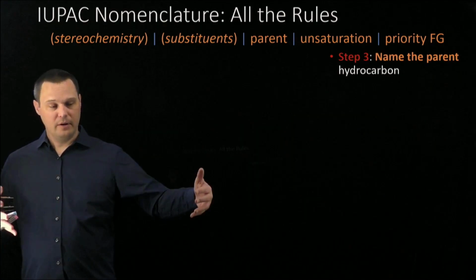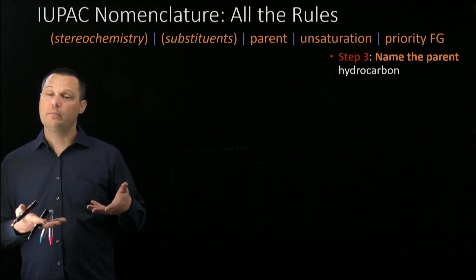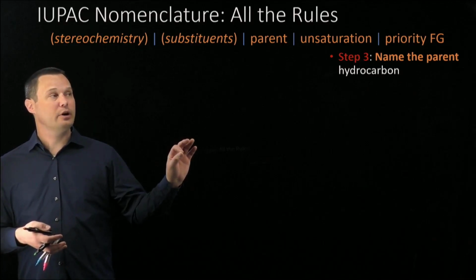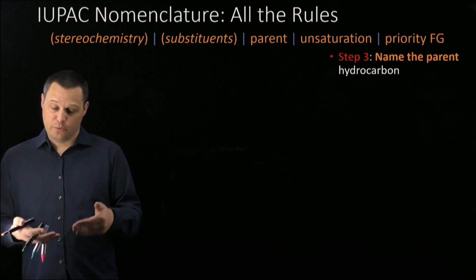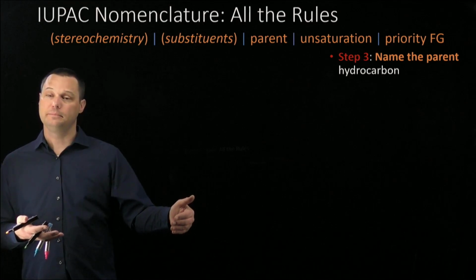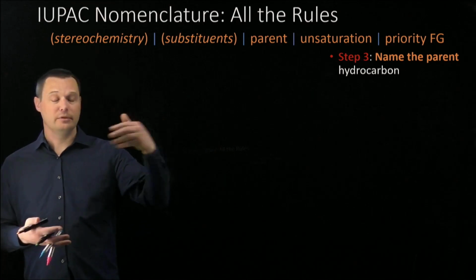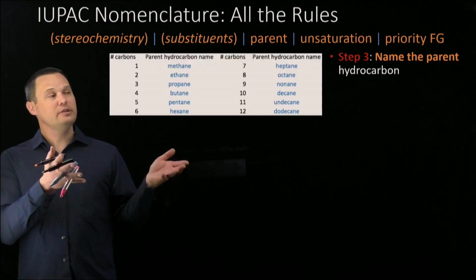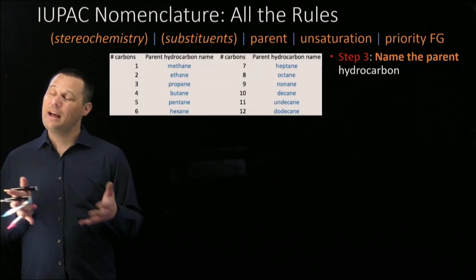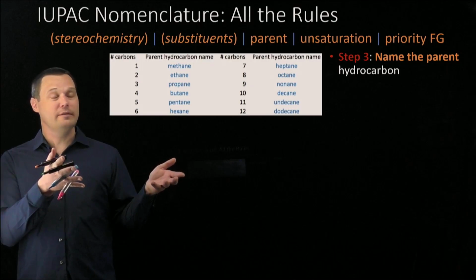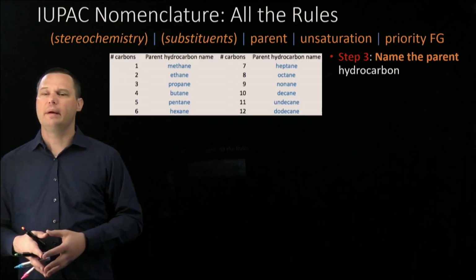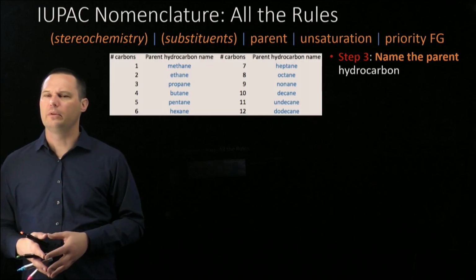Once we've found the longest consecutive carbon chain, and once we've numbered it based on its priority functional group, step 3 is to name the parent hydrocarbon. Every organic molecule is named as a derivative of some parent hydrocarbon. So we need to name that parent hydrocarbon so we can derivatize the rest of the name based on the rest of the substituents. To do that, you need to know the names of the small hydrocarbons. In that previous video, we looked at the first 12 hydrocarbons. You need to know the name of those first 12 hydrocarbons. After 12, the name is systematic up to 19, and beyond that, we don't really need to worry about it.